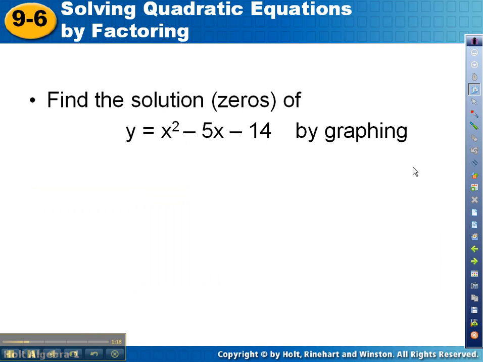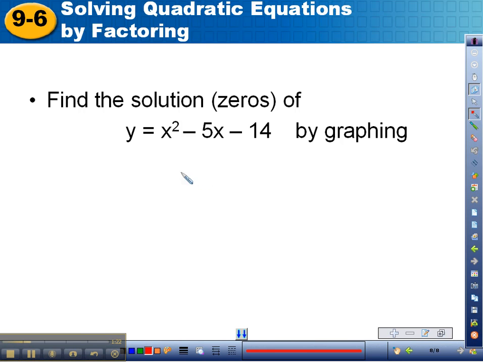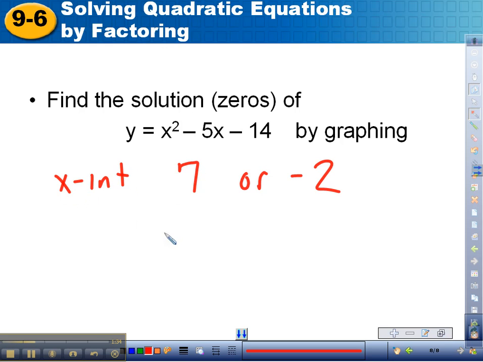So it says find the solutions or zeros by graphing. I think when we graphed this on our graphing calculator, if I remember right, we got an answer of 7 or -2. Hope I got that right. So those are our x-intercepts. Okay? I'm going to now solve this by factoring.